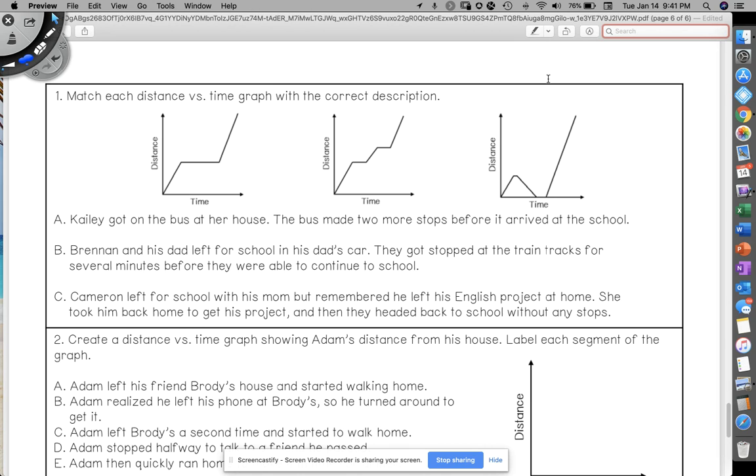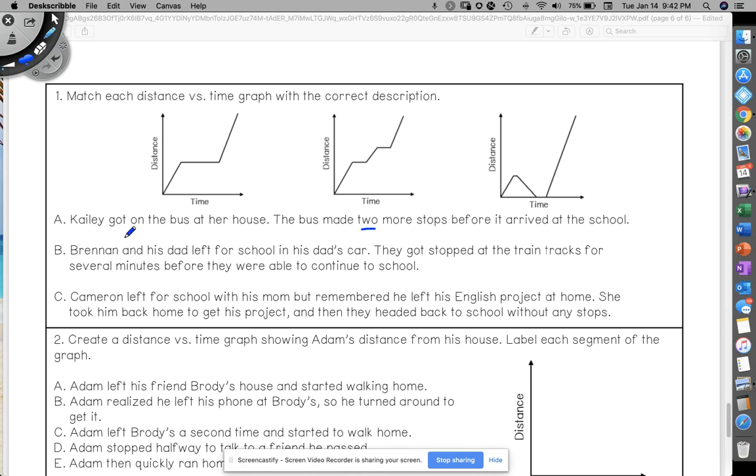All right, let's look at number 1. Number 1, we are going to match these graphs to the scenarios down below and see what the graph would look like if you were to graph this unique scenario. So A says Kaylee got off the bus at her house. The bus made 2, keep that in mind, more stops. Now, if it stops, that means the line goes flat all of a sudden. So you're looking for some flat parts.